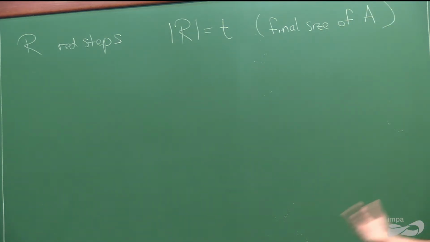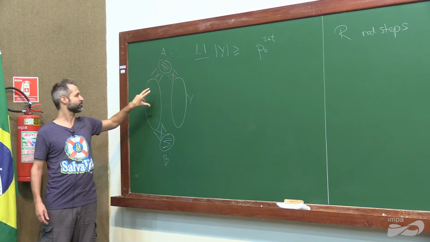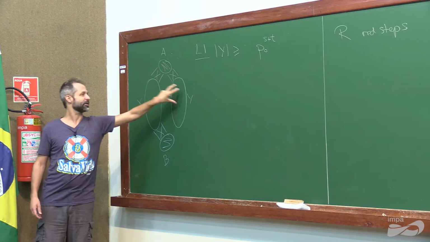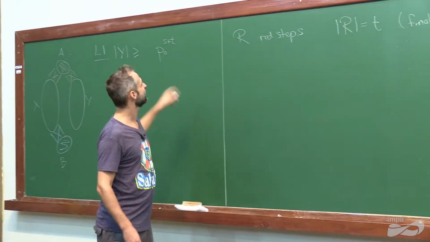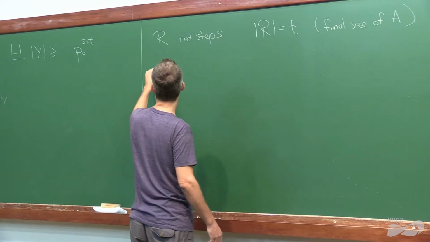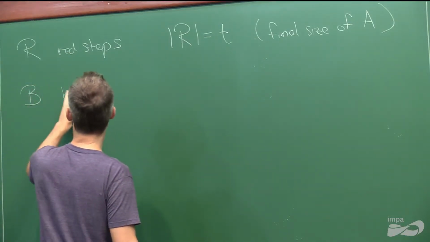Right, so remember in a red step, what did we do? In a red step, we took a vertex of X and we put it in A, right? And then we shrunk X to the red neighborhood and Y to the red neighborhood. And we're also going to have B, the set of big blue steps.